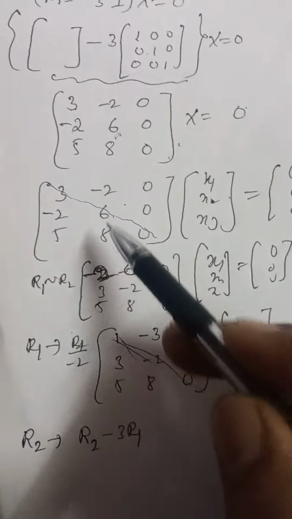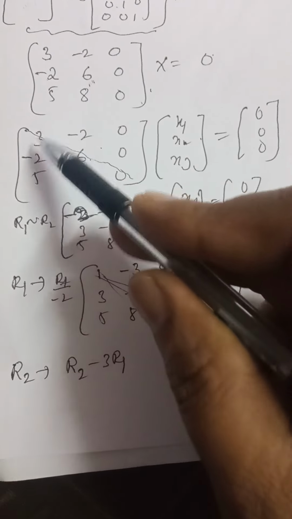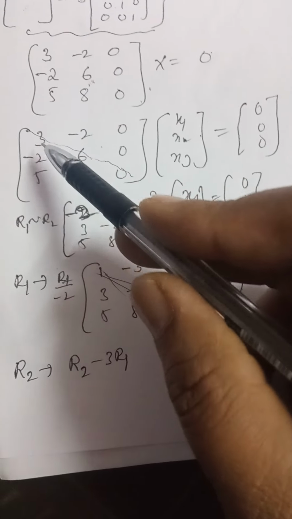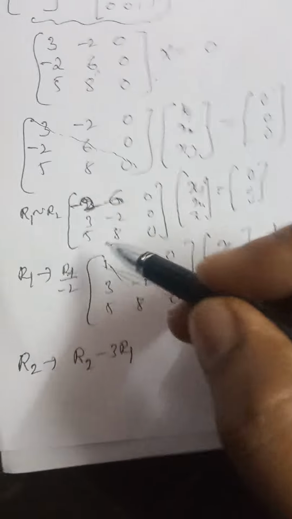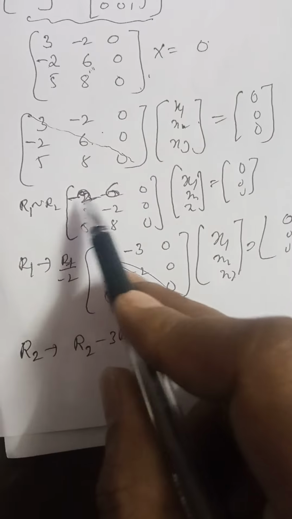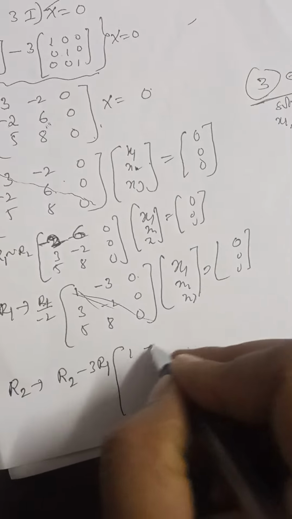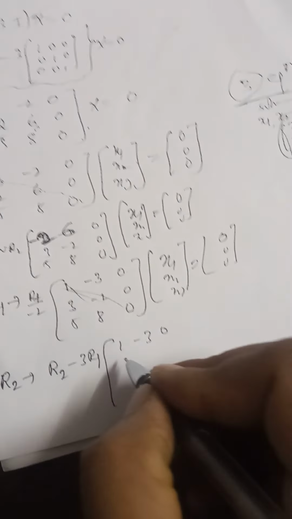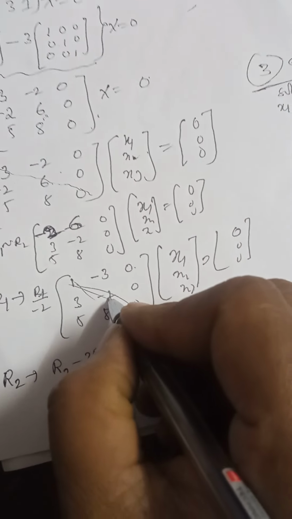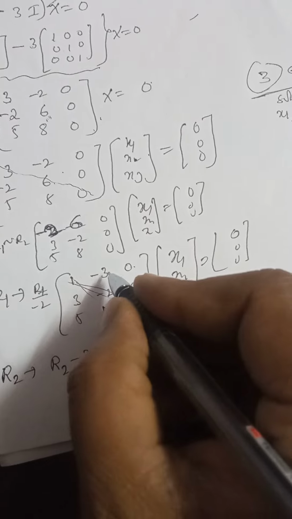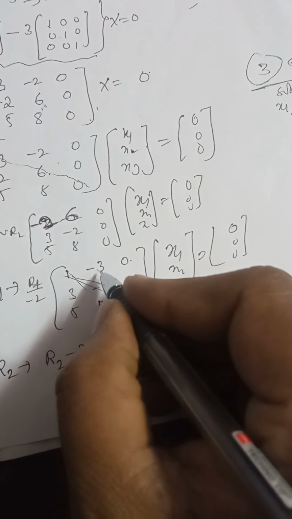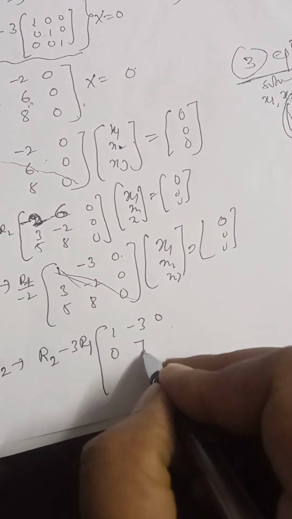Reduce this matrix to echelon form. See, first of all I am interchanging these rows. Why am I interchanging these rows? Because it makes my calculations easy. And then divide the first row by minus 2. I got this one, right? Then R2 changes to R2 minus 3R1. The first row is unaltered. 3 minus 3 is 0. Minus 2 minus of minus 9 is minus 2 plus 9, which is 7.